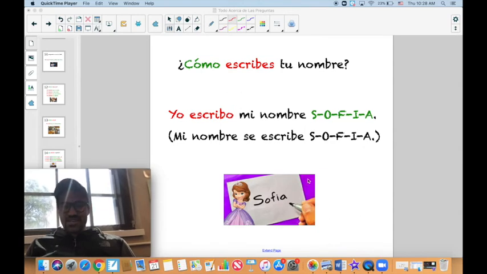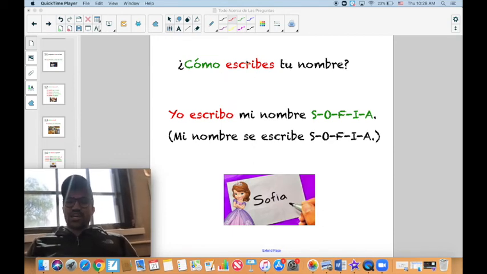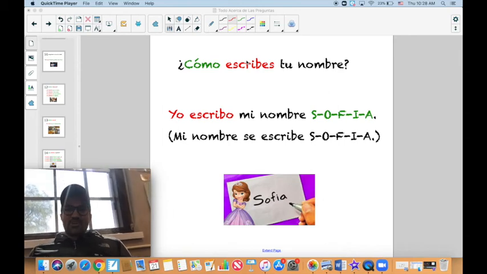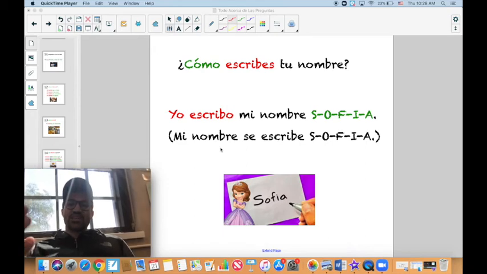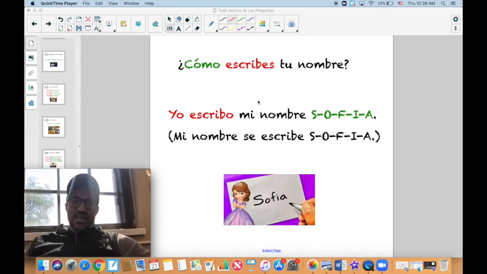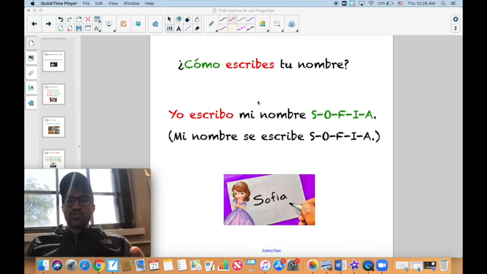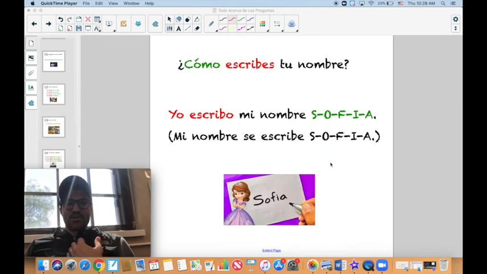Sophia the first. Or in a kind of a more proper way, the question would actually be, ¿Cómo se escribe tu nombre? It would mean more like, how is your name written? And you would reply, mi nombre se escribe S-O-F-I-A. My name is written, or my name is spelled like this. But I'm trying to show you how to respond to questions that are asked in the tú form with the yo form. So this is what I came up with. ¿Cómo escribes tu nombre? Yo escribo mi nombre S-O-F-I-A.